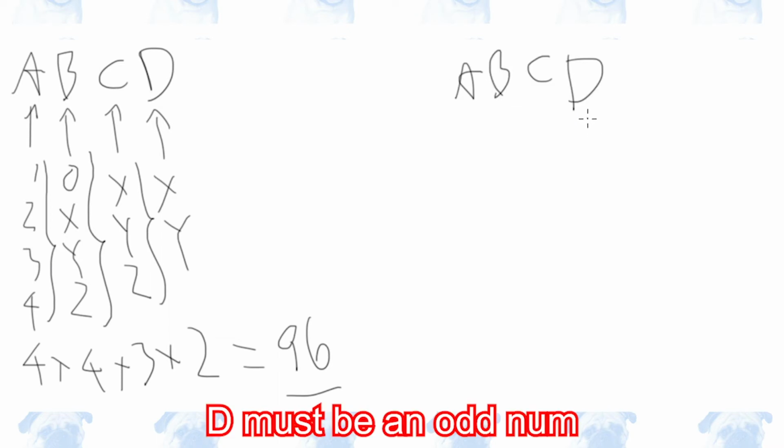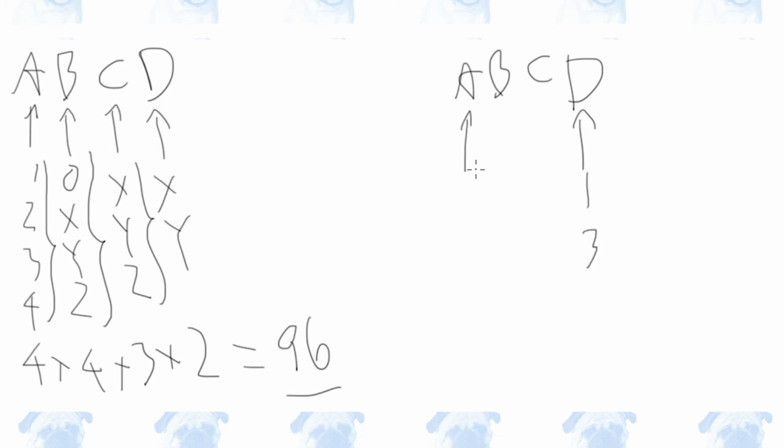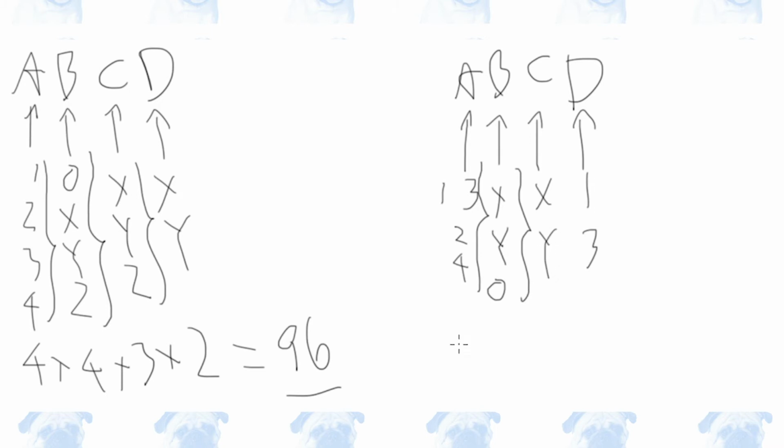The next question, we want 4-digit odd numbers, so D must be 1 or 3. A cannot be 0. Between 1 and 3, whichever was not chosen for D can be chosen, or 2 or 4. For B, any of the leftovers, so X, Y, or 0. And for C, any of the leftovers, X, Y. So 3 times 3 times 2 times 2, which is 36.